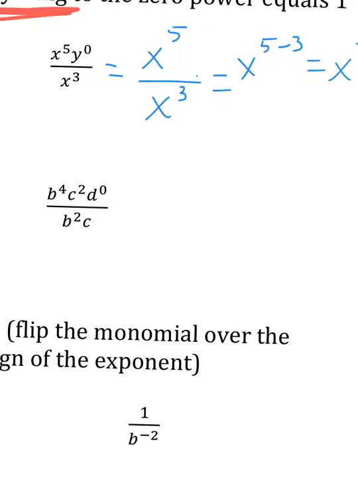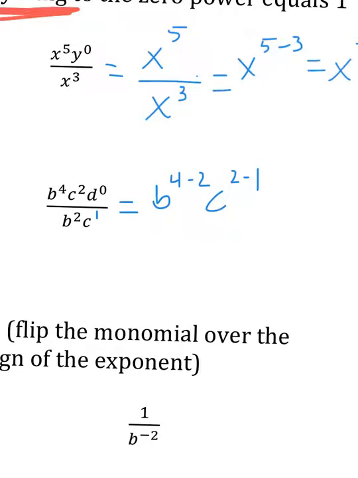Now we have a few more steps in this one. So let's look. We have b to the 4th. I'm going to skip the step I did earlier. So we'll do b to the 4th divided by b squared. Well, that's b to the 4 minus 2. And then we have c squared divided by c. Well, this is really c to the 1st, right? So we have c to the 2 minus 1.